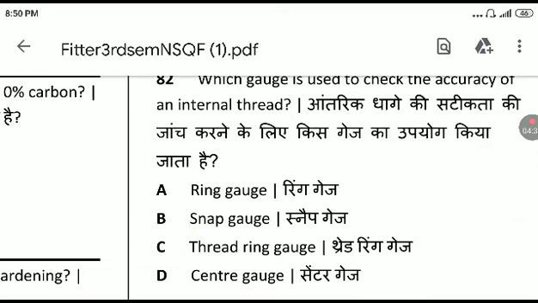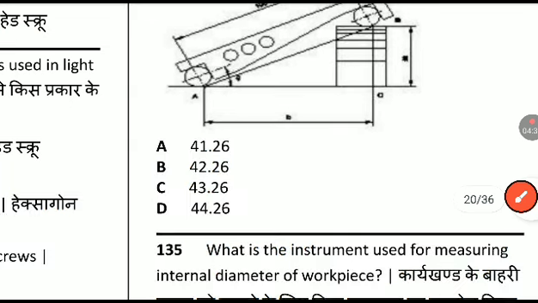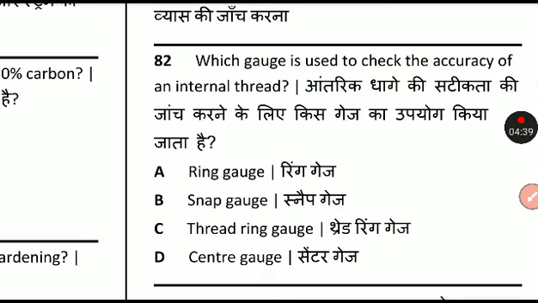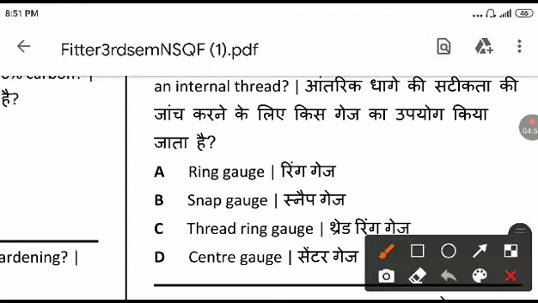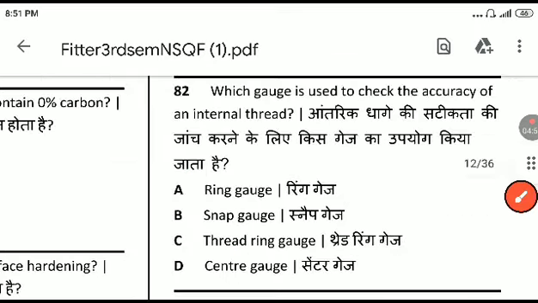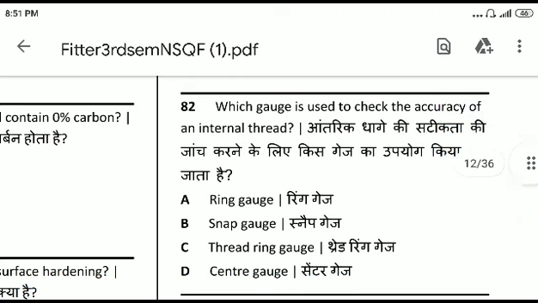Which gauge is used to check the accuracy of an internal thread? Thread ring gauge. Option C, thread ring gauge.